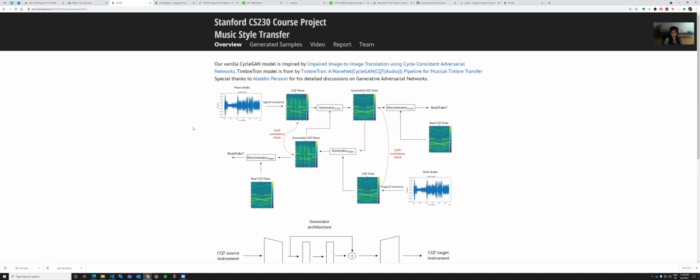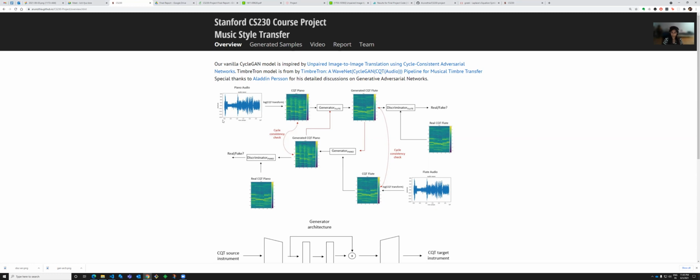And we read the Timbertron paper, which talked about how we can convert the audio into a CQT spectrum and then convert the source audio CQT into the target's CQT using a cycle GAN, and then reconstruct the audio from the target CQT using a WaveNet. Here, due to the limitation of time, we did not build a WaveNet. Instead, we used the source's phase CQT and the log CQT that is generated by our cycle GAN to reconstruct our audio using invert CQT. So this is the overall architecture of our cycle GAN.